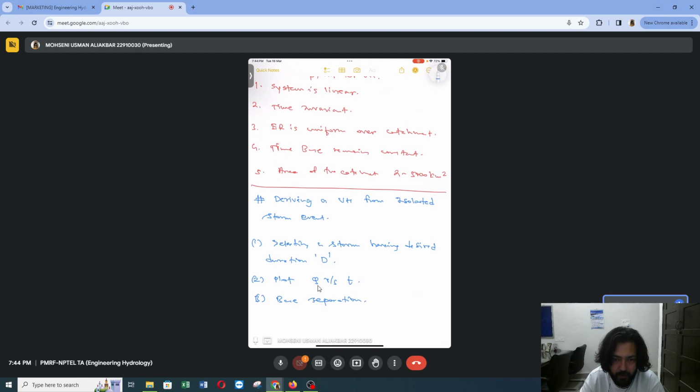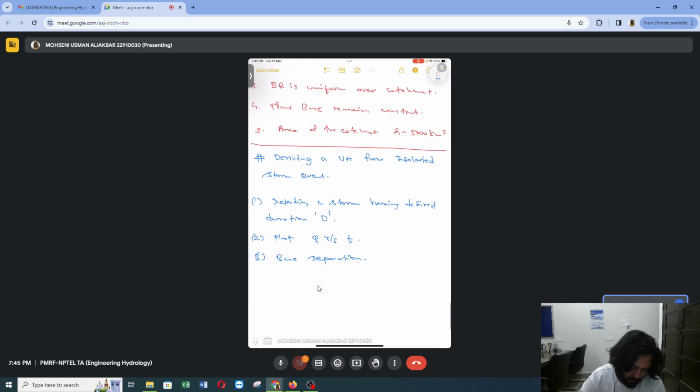Why are we doing this? Because in order to derive a unit hydrograph, we need to know the direct runoff value, right? So for that we need to separate the base flow. There are different techniques to do that. We have discussed that in the prior class, in the prior week, for base flow separation. There is a technique called the straight line method, then there is the variable slope method, and the fixed base method. So there are three different techniques to separate the base flow.